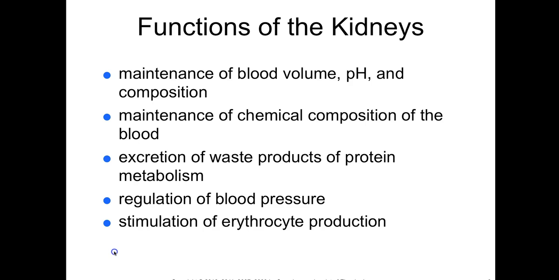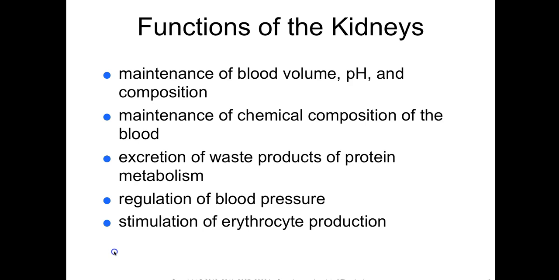We've also talked about pH before. Blood pH can fluctuate and become acidic or alkaline. We don't want that to happen. We want it to stay at a pH a little bit above neutral, which is 7.4. And this is controlled by how much of certain waste products are eliminated. And then our blood composition is controlled similarly. We also have maintenance of the chemical composition of our blood and excretion of waste products of protein metabolism.